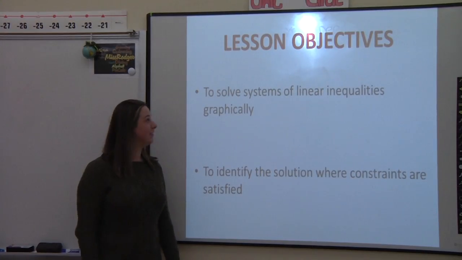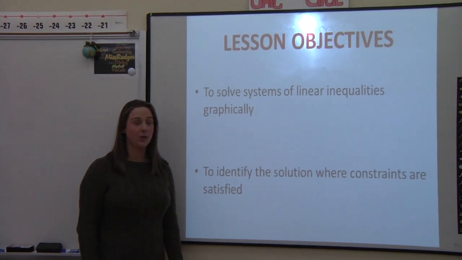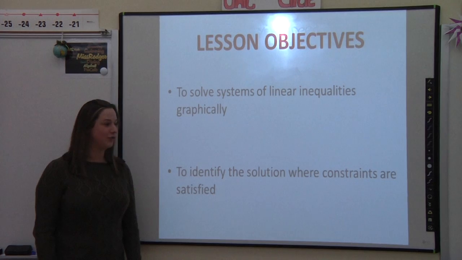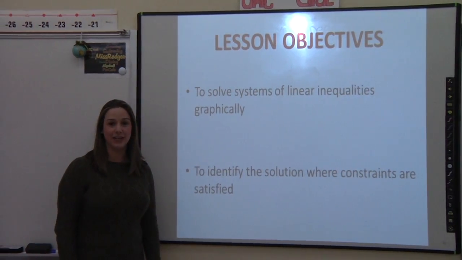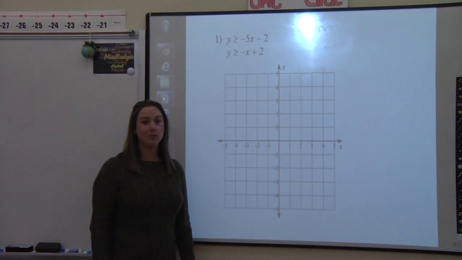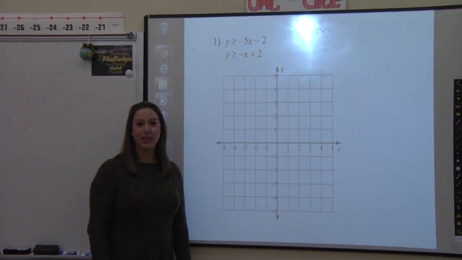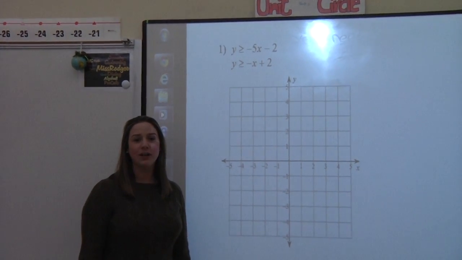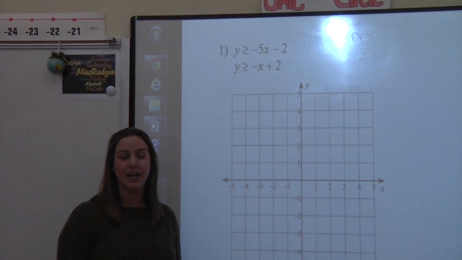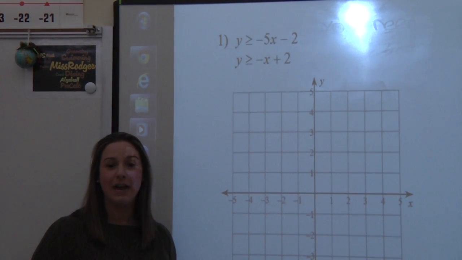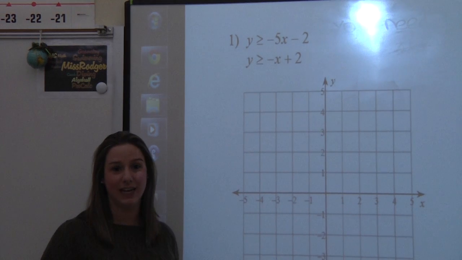Today's lesson objectives are to solve systems of linear inequalities graphically and to identify the solution where constraints are both satisfied. For the first problem, we're going to graph two linear inequalities. Once we have both inequalities graphed, we're going to figure out where the solution is. The solution is typically where both inequalities overlap, and that's going to be where both constraints are satisfied.